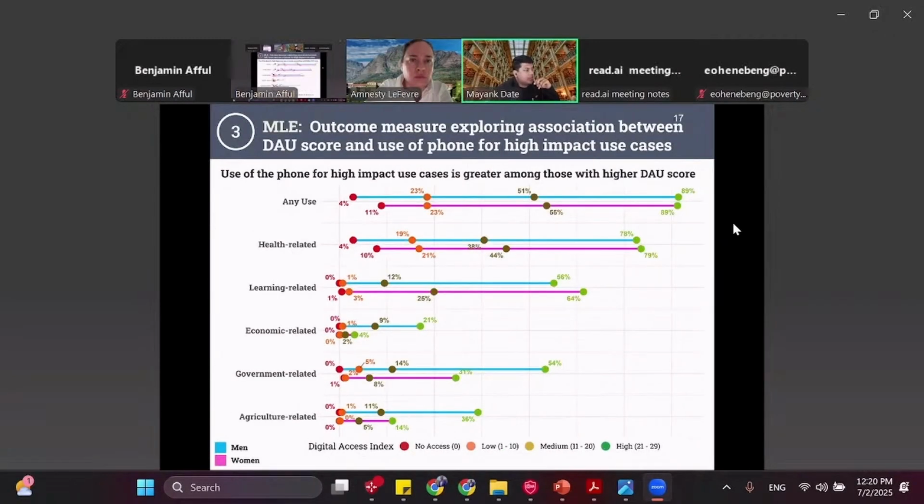So coming to outcome measures, how the score corresponds to certain use cases that we measured in our survey in this graph. The blue lines show the men's prevalences and the pink lines show women's prevalences. And the dots on the lines are for each level of the index. So we see the expected trends where people with higher levels of access show higher use prevalence in most cases. Notably, the largest gender gaps were seen in economic-related use cases, which include online transactions, use of mobile banking, mobile money, as well as use for government and agricultural uses.